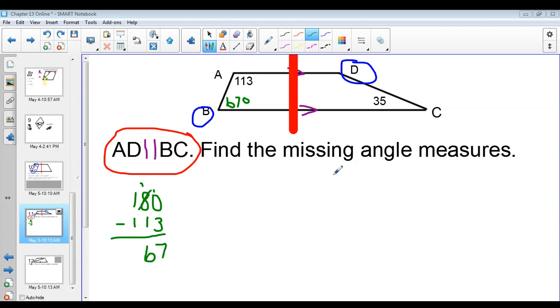So I see that I have 180 degrees on the right side of this trapezoid, and this angle over here is 35. So I'm going to take 180 and subtract 35 degrees. And when I do my borrowing, I'm going to be left with 145 degrees. So this angle up here is 145 degrees.